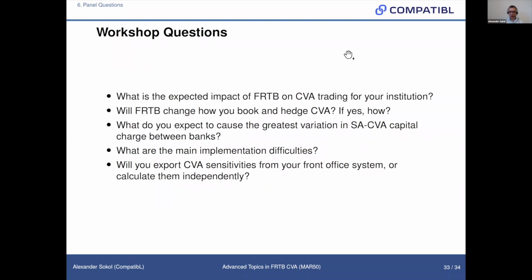Okay, so the first question: what about the distinction between systematic and idiosyncratic wrong way risk? Okay, so here's what this question is about. I can take this one.